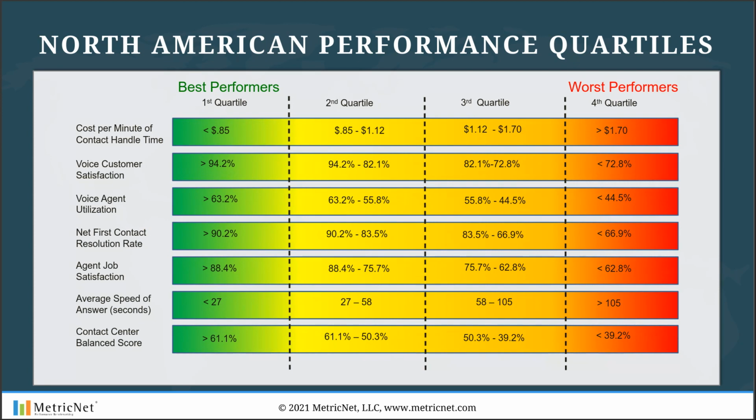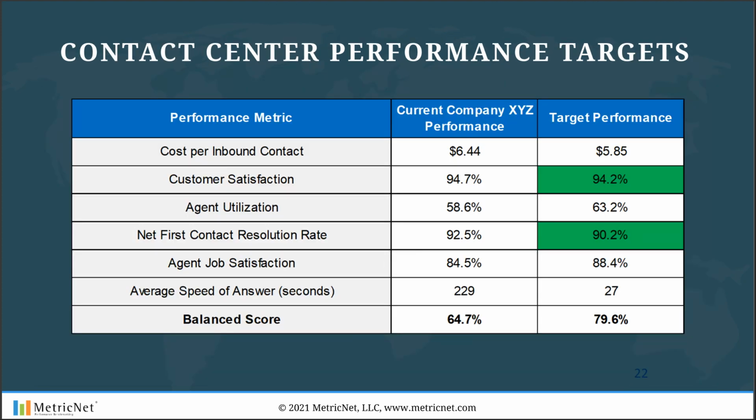How do we get there? Well, we take their handle time, multiply it by 85 cents. So handle time times 85 cents gets them to this cost per contact of $5.85. They were already ahead. They were already in the top quartile on CSAT, which is why that cell is green. They needed to get to 63.2% utilization to hit top quartile. First contact resolution rate, 90.2% would be top quartile. Agent job satisfaction, 88.4%. 27 seconds would be top quartile on ASA.